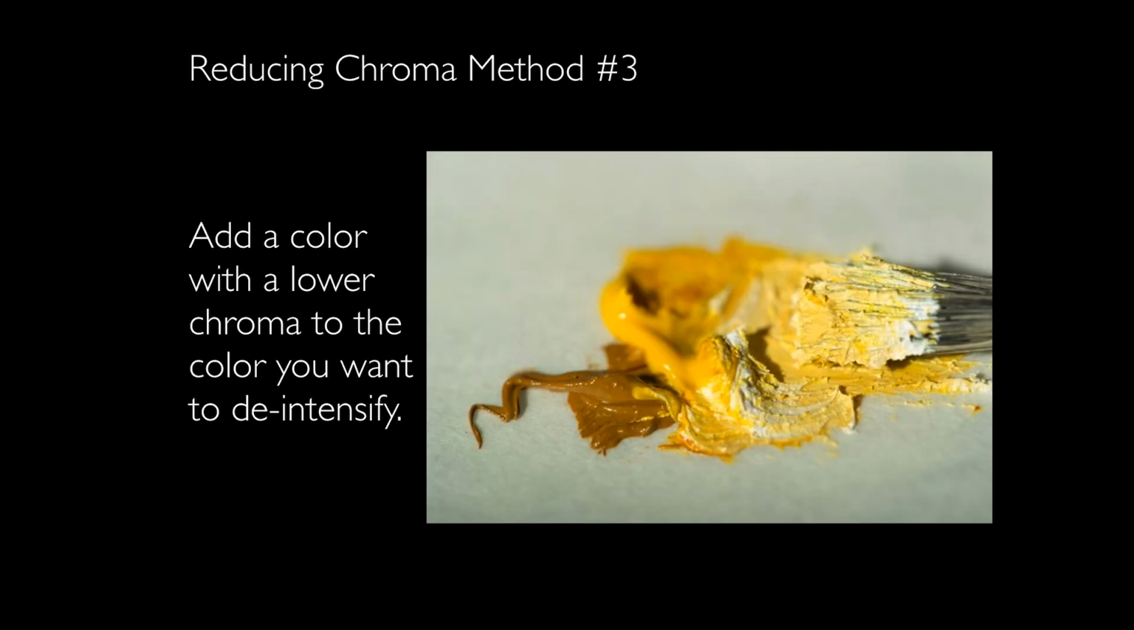And the third and final way to reduce the chroma or intensity of a color is if you have multiple tubes of something in the same hue family. So you see on the screen here a really bright cadmium yellow, and then off to the left a duller yellow. You can add a little bit of dull yellow into a brighter yellow and just de-intensify it a little bit.